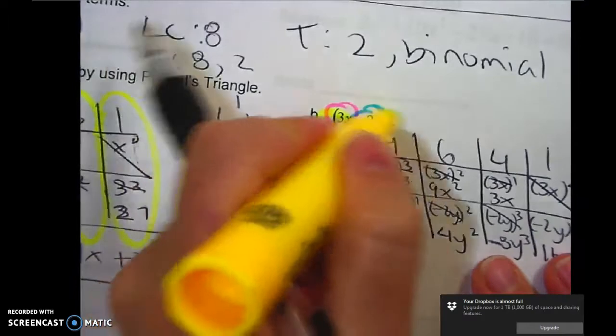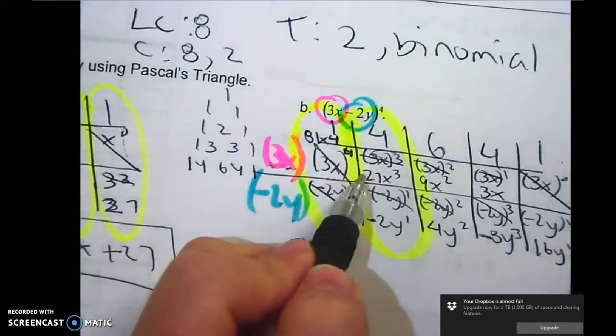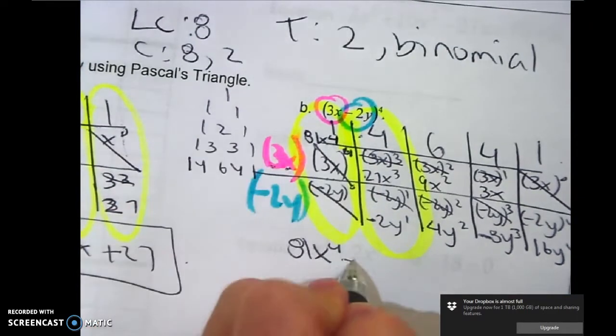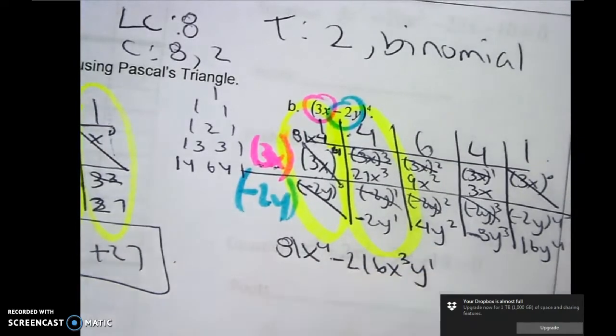Let's go to the second term. This is where it's going to be the workout. Let's focus on the numbers first. 4 times 27 is 108, times negative 2 is negative 216. Now I have 3 x's and 1 y.